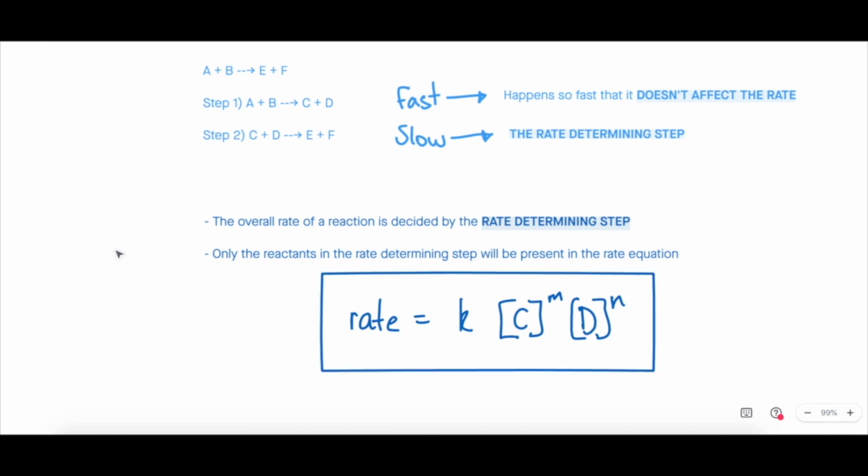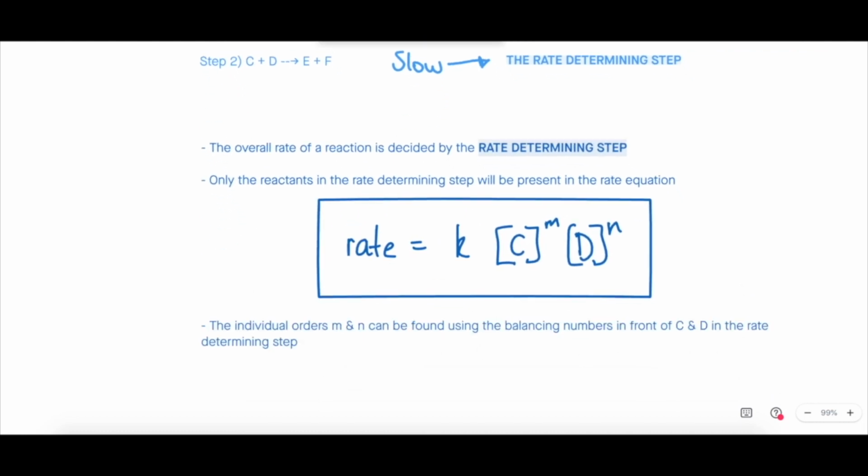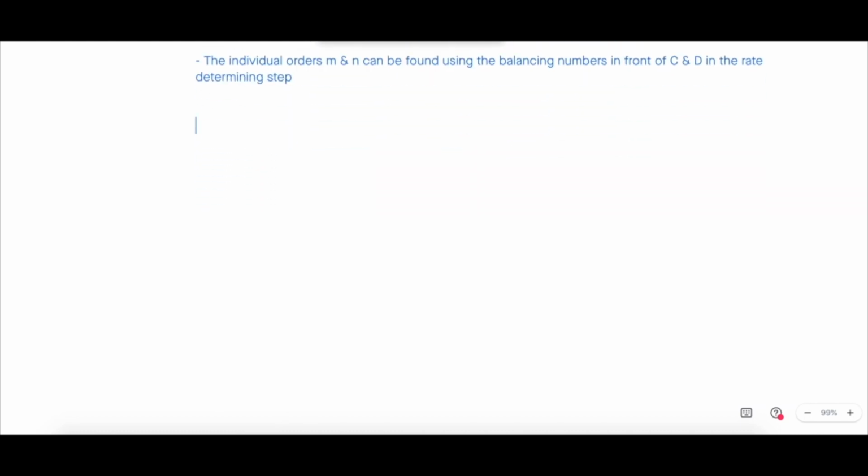But if step 2 was 2C plus D, then the rate equation would say C squared times D, because D would be to the power of 1 because it's order 1 with respect to D. So we can say the individual orders M and N can be found using the balancing numbers in front of C and D in the rate determining step. So whatever number that C and D have in the equation to make sure that they're balanced. So to understand this better, we can look at a few examples.